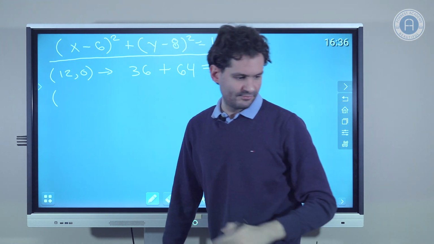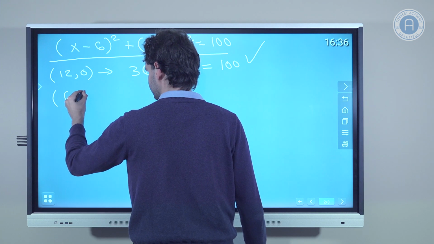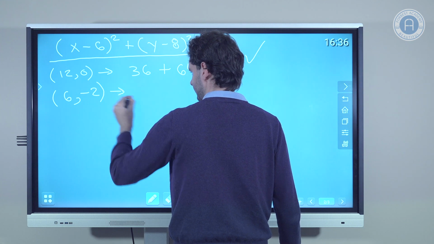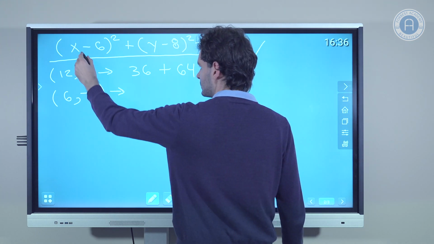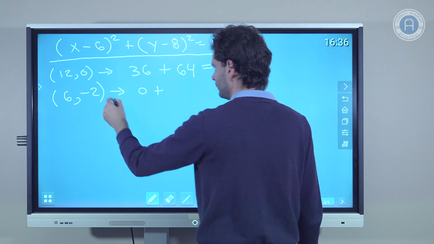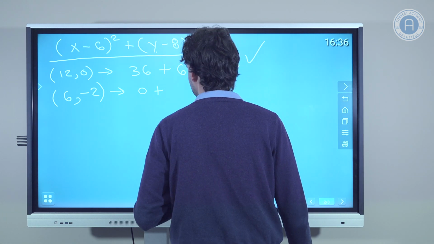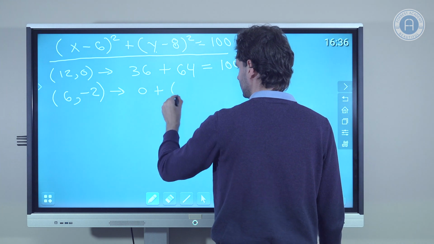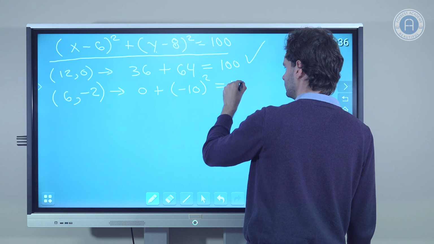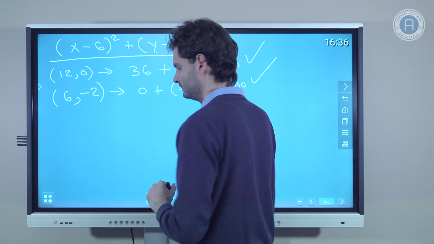The next point we have is (6, minus 2). Okay, if x is equal to 6, then we get 0 here. And if y is equal to minus 2, we're going to get minus 2 minus 8, which is just minus 10. So we're going to get minus 10 squared, which is just 100. And again, this point must be on the circle.